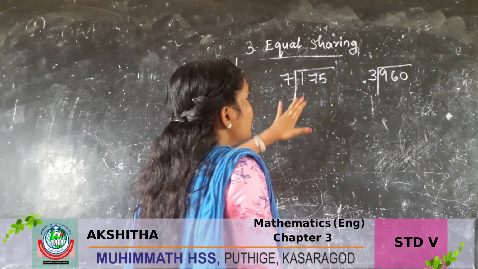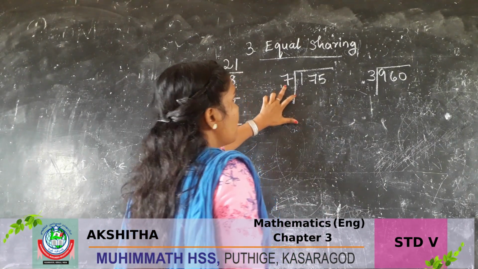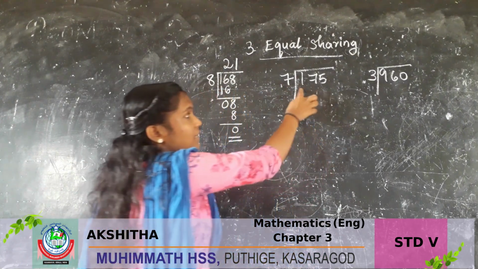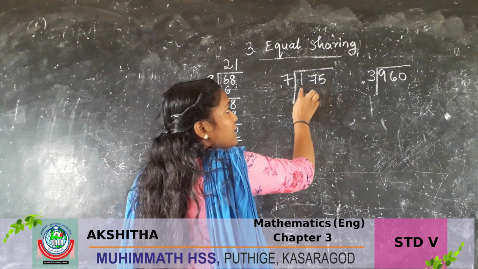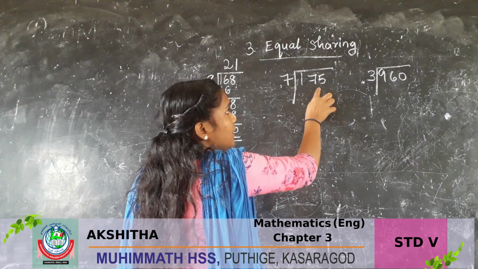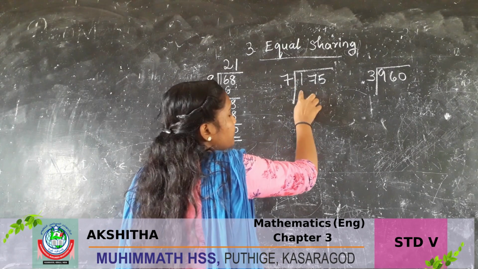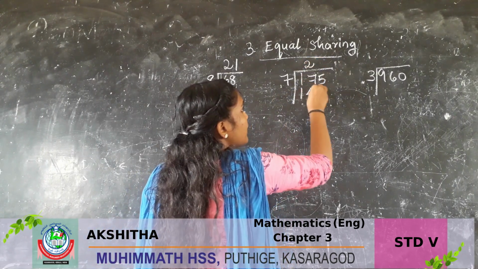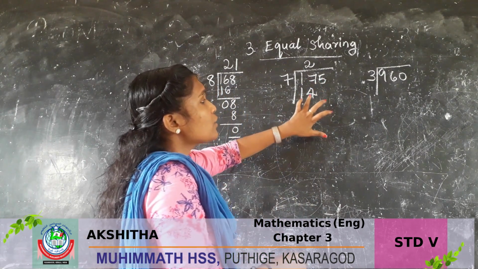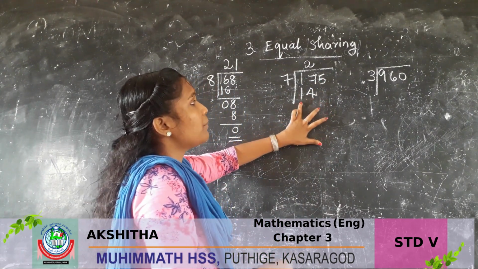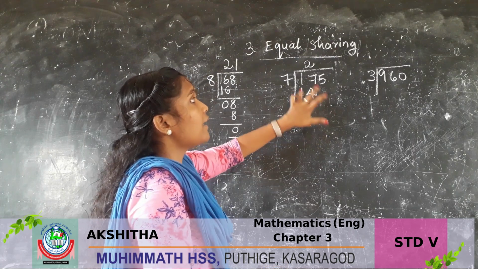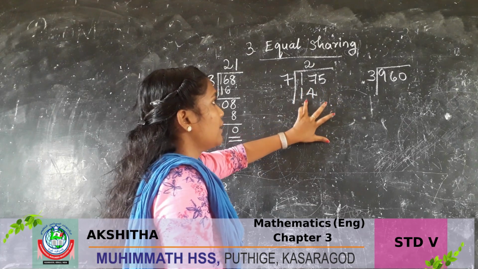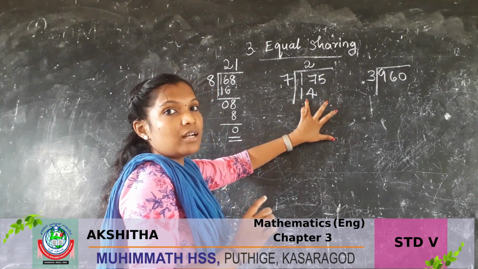175 rupees divided among 7. Let us find out the answer. 7. Here 1 is the small number, right? So we should consider this 2 number also. 17 now. 7 how many times? 7 2 times 14, right? We should write the small number than 17. Don't write 21 here. If you are writing like that, the answer will be wrong.